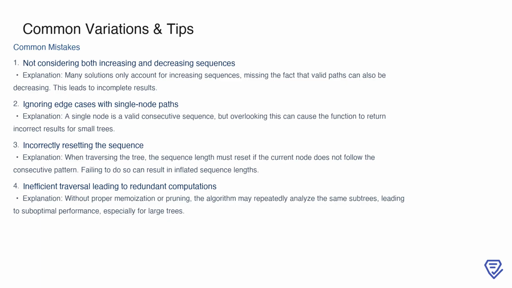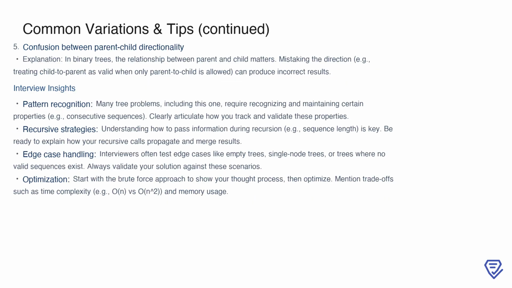Additionally, it's important to reset the sequence length correctly when traversing the tree. If a node breaks the consecutive pattern, the sequence must reset, otherwise, you risk inflating the sequence length incorrectly. Finally, ensure your traversal is efficient. Without techniques like memoization or pruning, your algorithm might repeatedly analyze the same subtrees, which can severely impact performance, especially for larger trees. Another common pitfall involves confusion about the directionality between parent and child nodes. In binary trees, the parent-child relationship is key. Treating child to parent as valid when only parent to child should be allowed can lead to incorrect results.